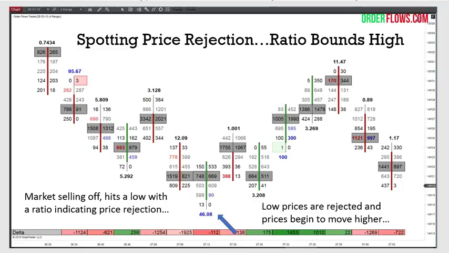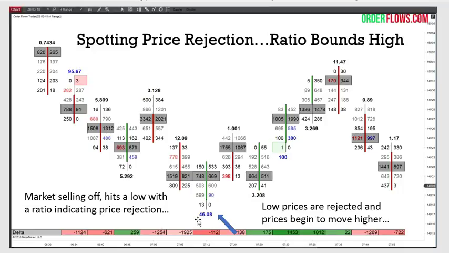Well, it's a ratio bounds high. So it's a blue number, a certain type of blue number. Again, there are different types. There's a number above a certain level, which is why it's called ratio bounds high. So a higher number means price rejection. And the opposite is true for support. It's a ratio bounds low. But what I talk about is price rejection.